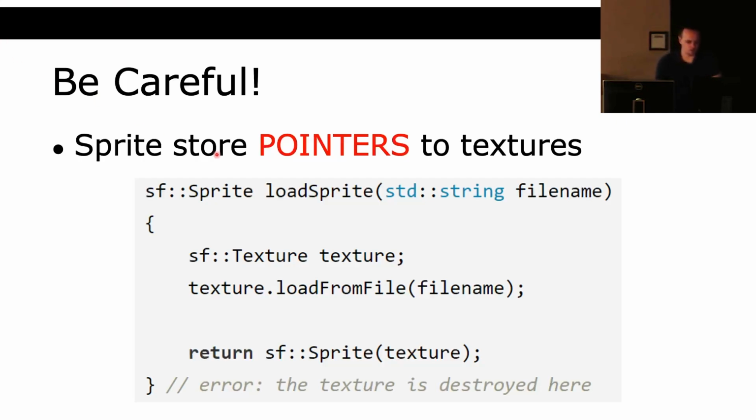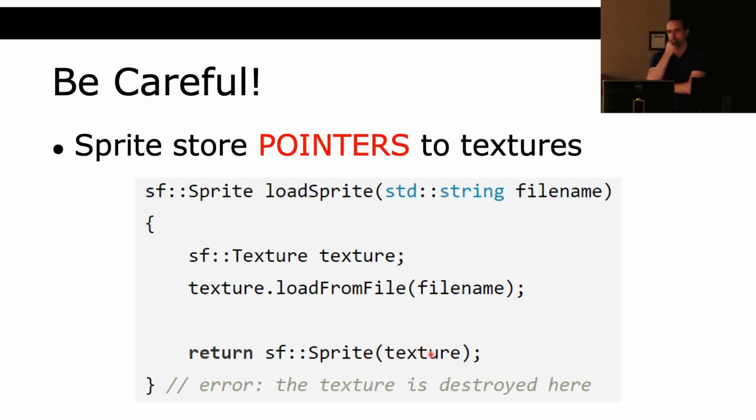Let's say I wrote a function called loadSprite. That makes sense. I'm going to have a string file name. That's the file to the texture that I want to load. And this is going to return a sprite object. So I'm going to set up a texture. I'm going to load the texture from a file. And then I'm going to create an FSS sprite based on that texture, right? So knowing everything that we now know about C++, what will happen if I run this function?